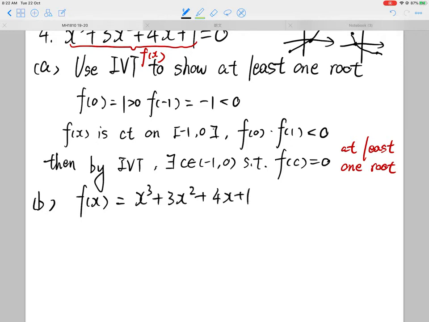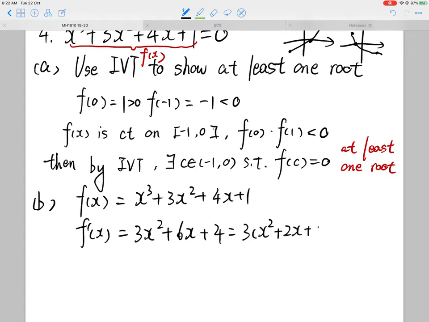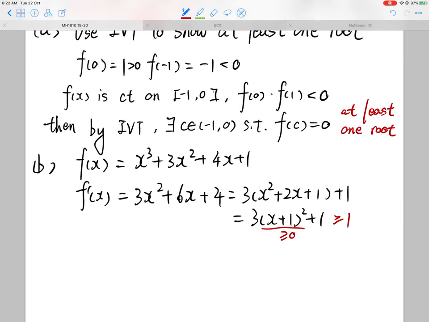What about its derivative? Its derivative is this plus this, plus 4. So it is 3x squared plus 2x plus 1, right? So it's 3(x plus 1) squared plus 1. And something squared is greater or equal to 0, so the result should be greater or equal to 1. Which means this function is forever increasing, so it will meet the x-axis only once, right?